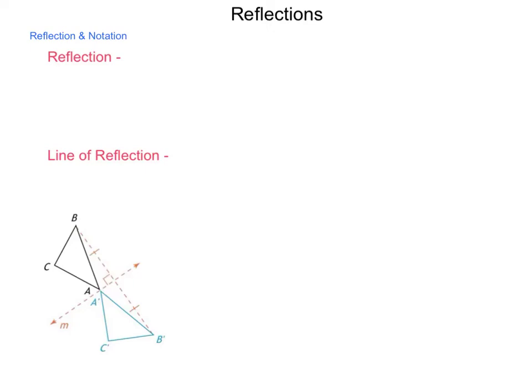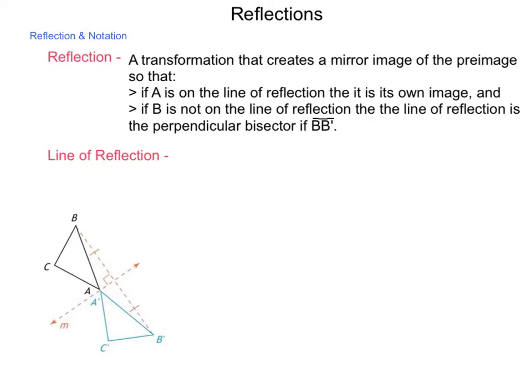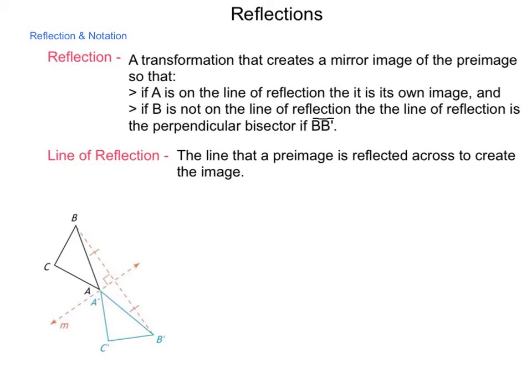Our next transformation that we're going to be looking at is reflections. Now, a reflection is a transformation that creates a mirror image of the preimage, so that if A is on the line of reflection, then it is its own image. And if B is not on the line of reflection, then the reflection is the perpendicular bisector of BB'. Now, in both of these, we talk about a line of reflection. This, quite simply, is the line that a preimage is reflected across to create the image.